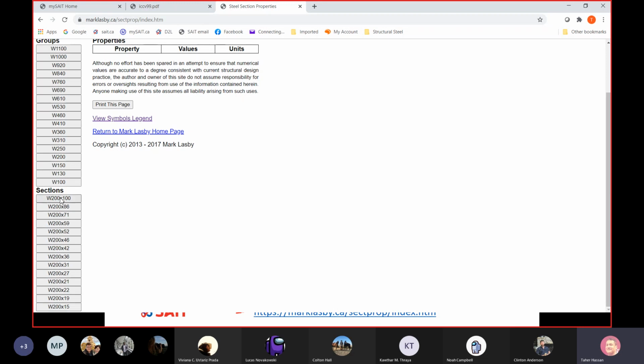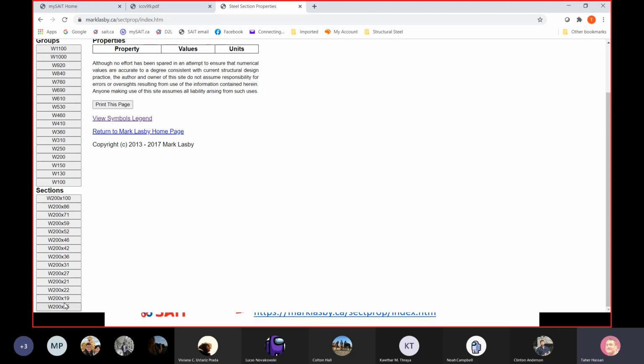How about this one? What does it mean? Any help? Like W200 by 100? So W200 by 100 means the beam height is about 200 millimeters, and the self weight of the beam is 100 kilograms. So for sure, this one, W200 by 100, is way heavier than W200 by 15.